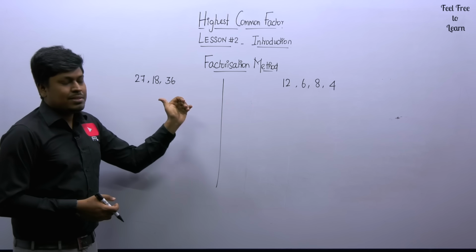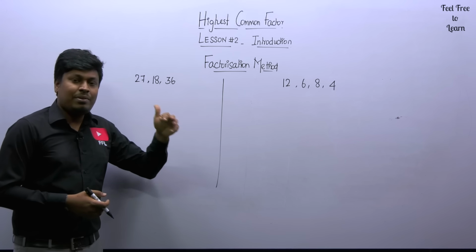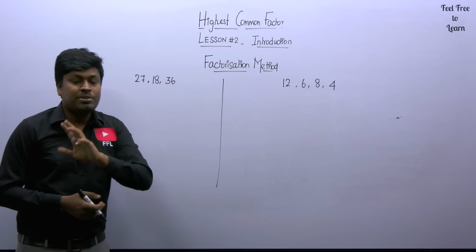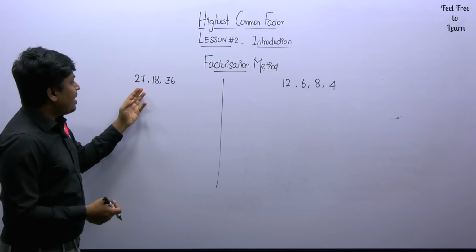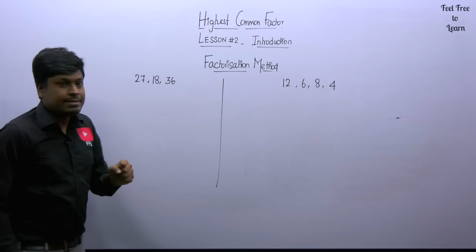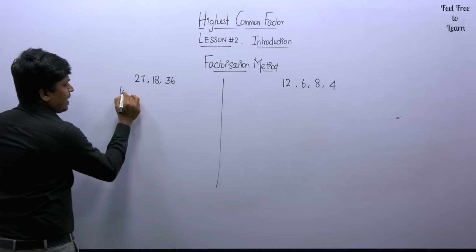It is the same process we learned in the previous lesson, how we found the LCM, the same method, but at the last, finding the answer will be a small change. See here, they have given the numbers 27, 18, 36 and our target is to find the HCF. So the first number is 27, find the factors.